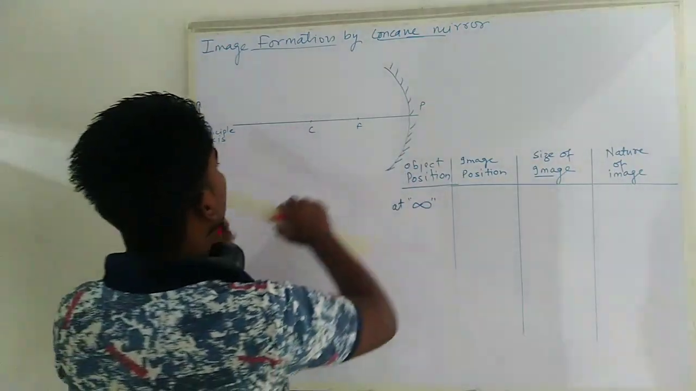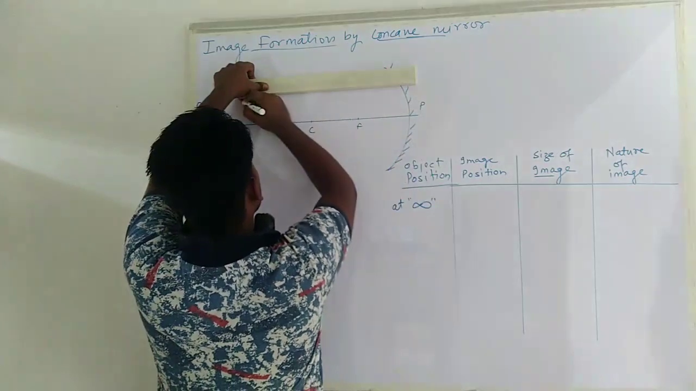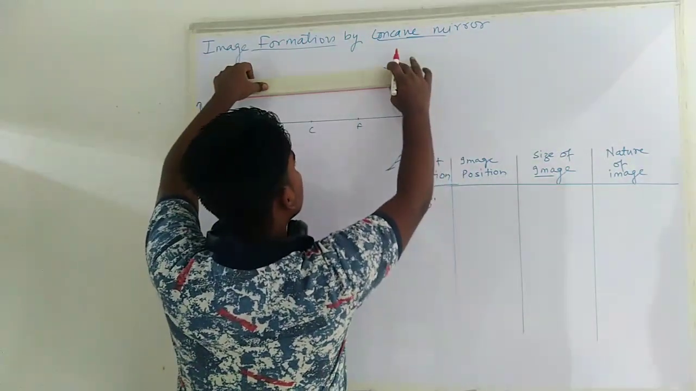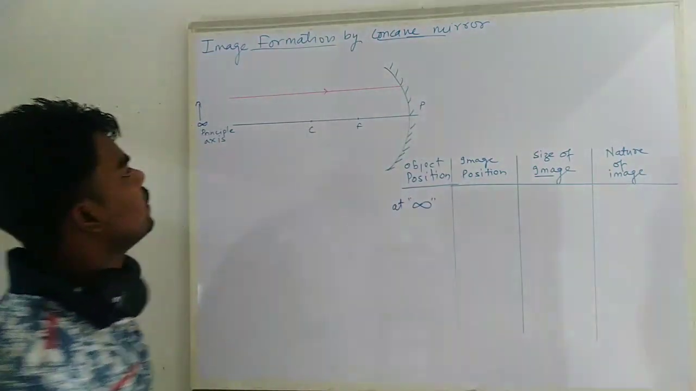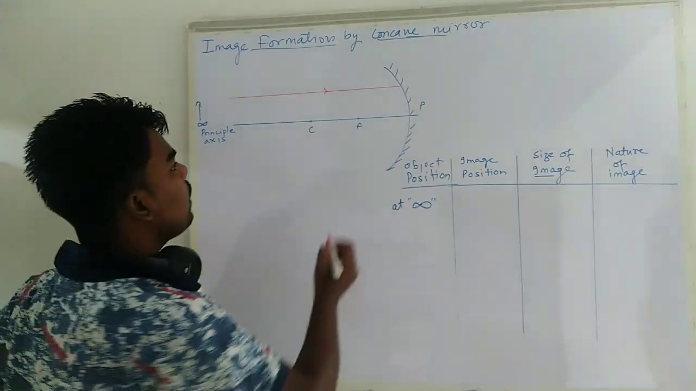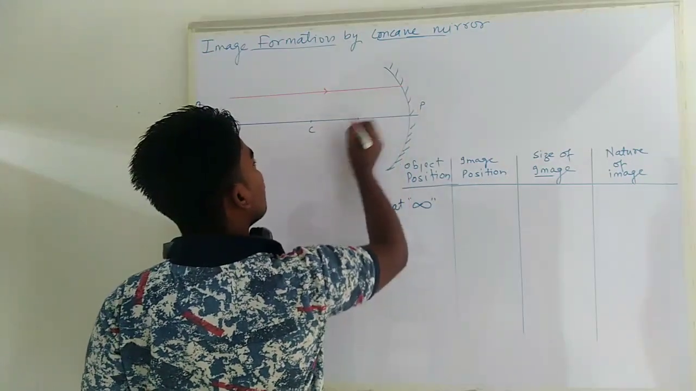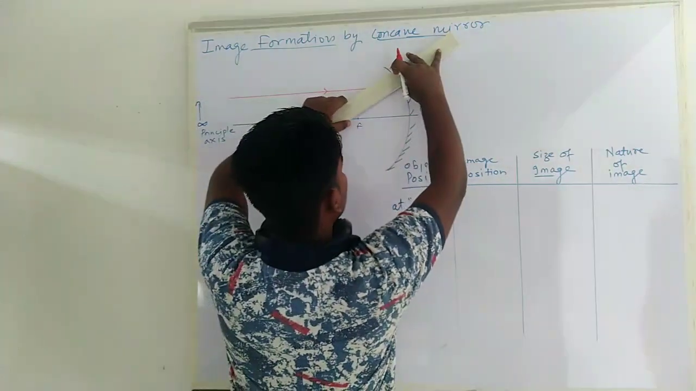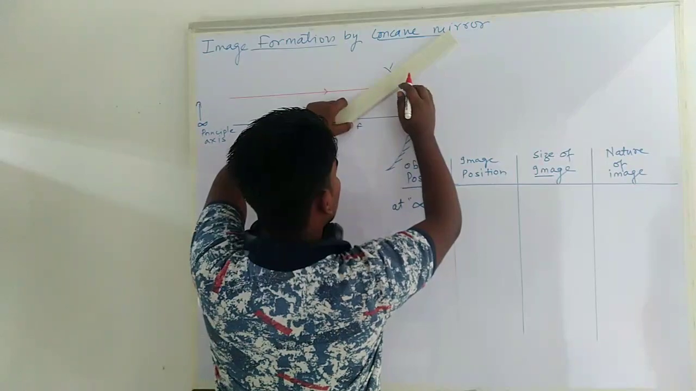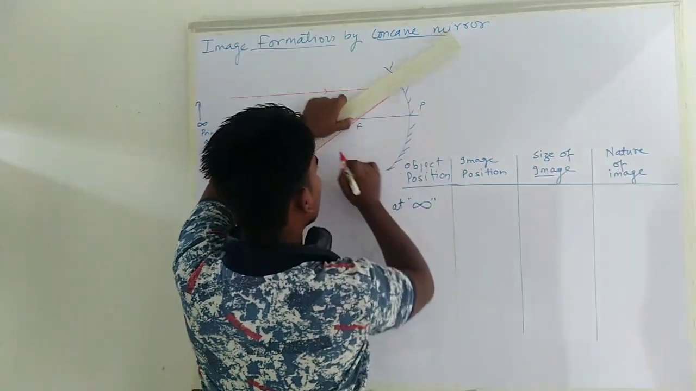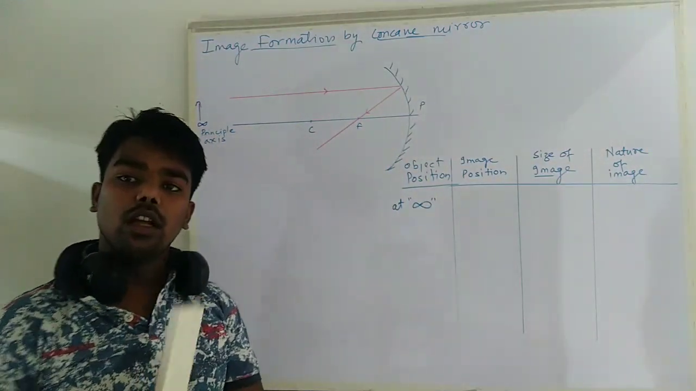So suppose the light rays are coming from infinity, like this is one incident ray. From where is this incident ray going to pass after reflection? Because it is parallel to the principal axis, it will pass through the focus. Going to the focus, it will intersect.